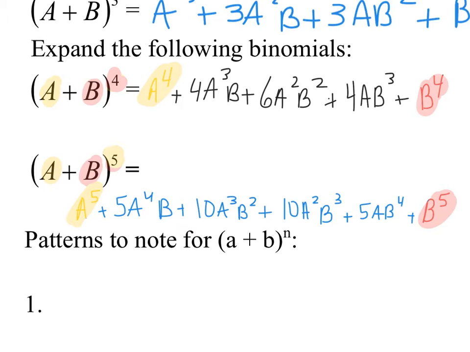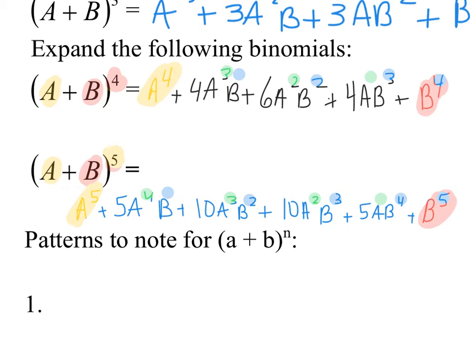From there, I notice that my a values descend, right? 3, 2, 1, or down below 4, 3, 2, 1. And then I also notice that my b values ascend, right? I have no b value, then I have 1, 2, 3, 4. Down here below, I have b to the first, second, third, fourth, and fifth.